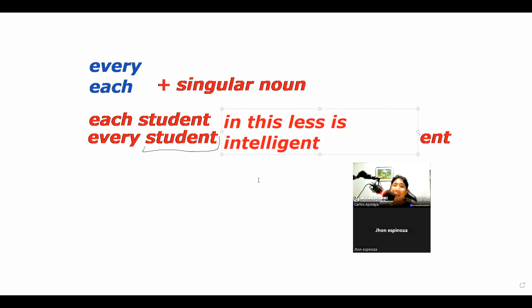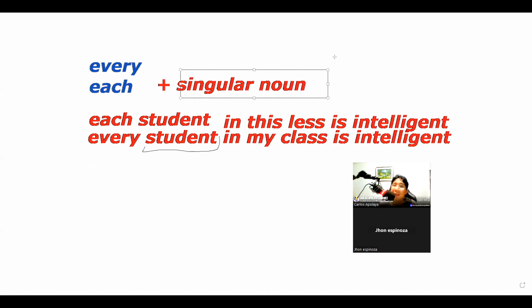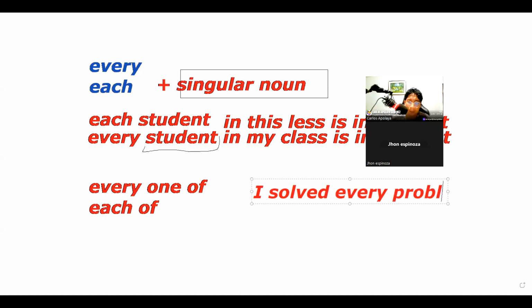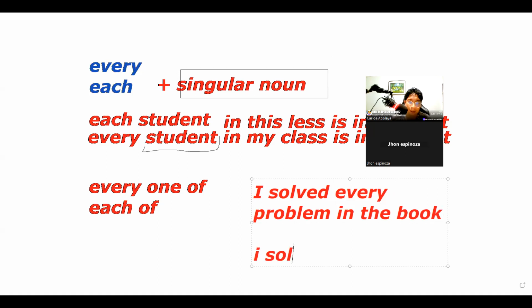But what happens if you want to use plural? You don't want to use singular. You say every one of, or each of, each of. For example, look at this. I solved every problem in the book. Or you say, I solved each problem in the book.